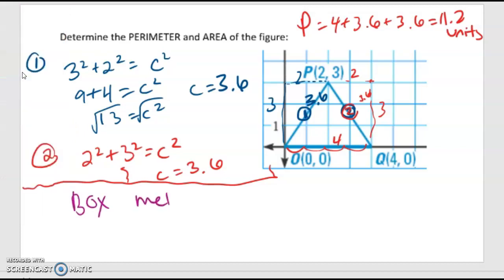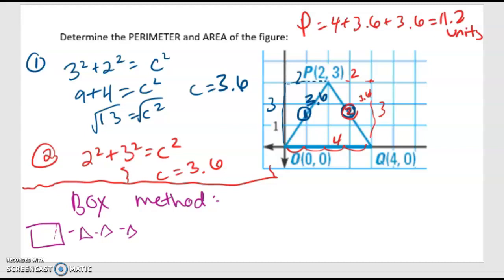So the box method means that I'm going to take the area of the total box and I'm going to subtract out these little triangles that I have. And there could be 2, 3 triangles. If you have a pentagon, you could have up to 5. And you're going to subtract and you're going to kind of find the area within the box.